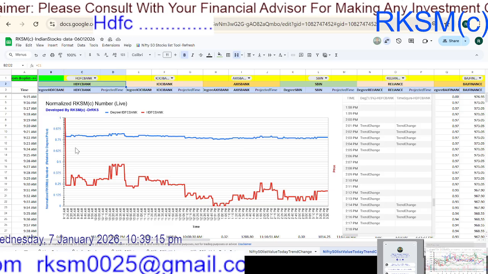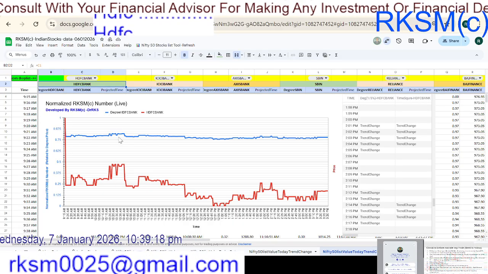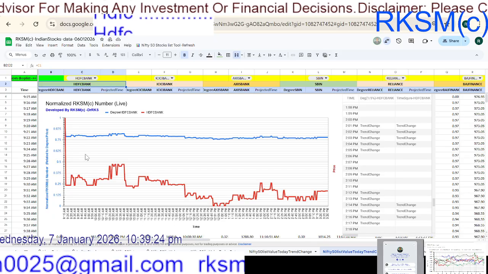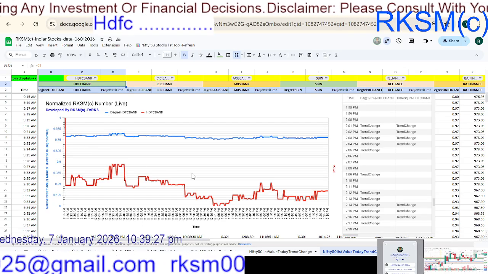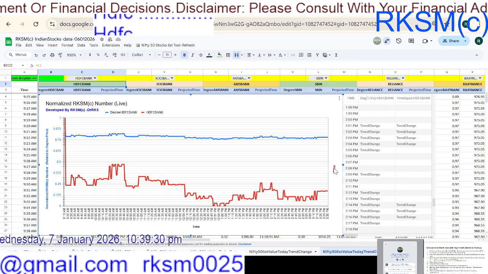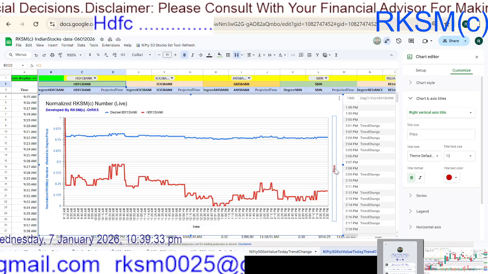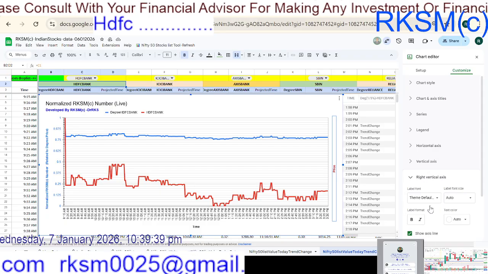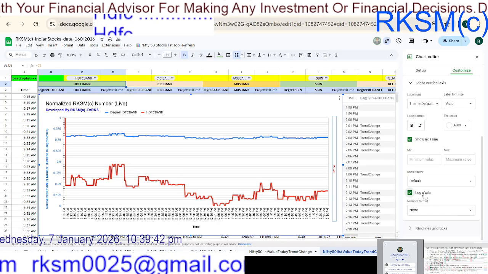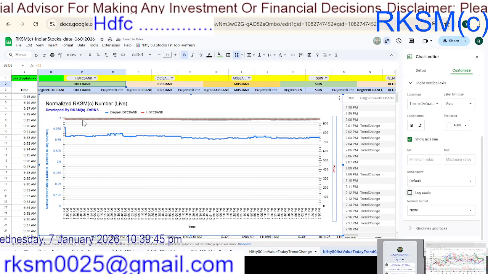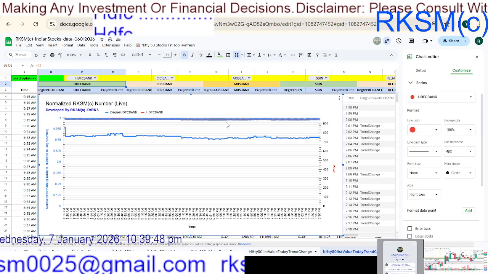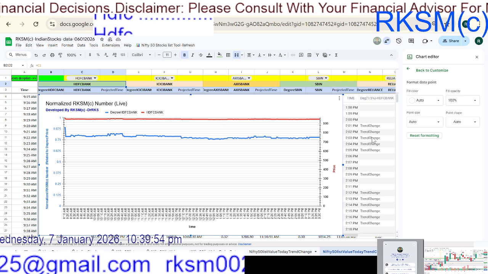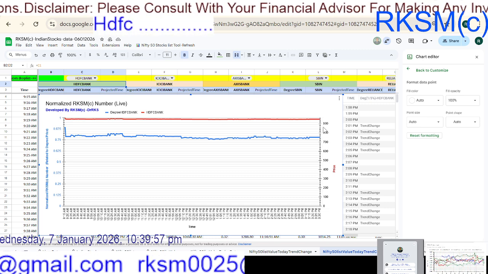You see the HDFC price. The red color is the price and the blue color is our design parameter, which has a value from 0 to 1. This is the price. Let me show you the price. Here we can select it. So this is the HDFC price, and if you scale it, you will find the exact value.